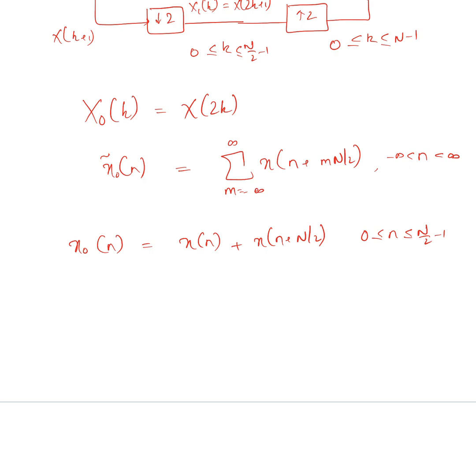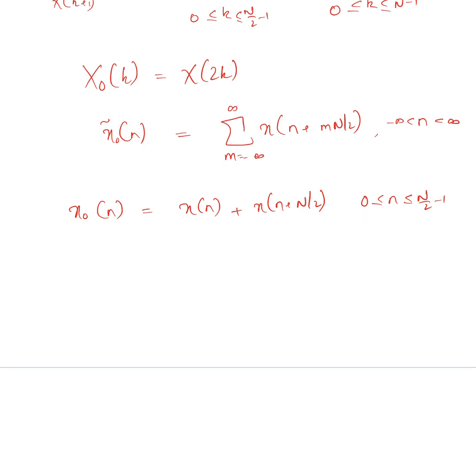So if you want to visualize this summation, what it indicates, let's say I have some finite length sequence between 0 to N minus 1. So this x of n I am considering, or let me draw this, let's say some sequence, okay, so let's consider them 0 to N minus 1.